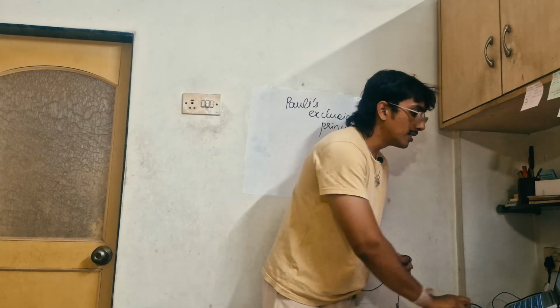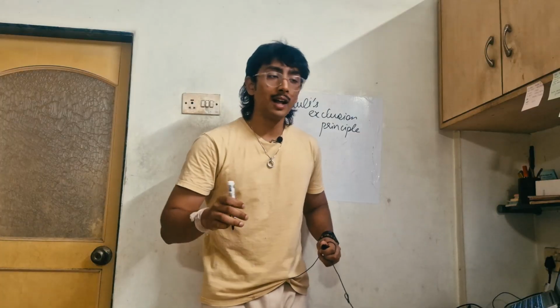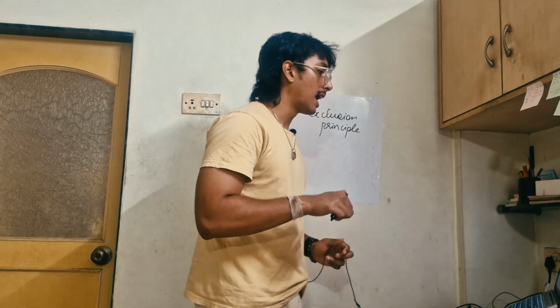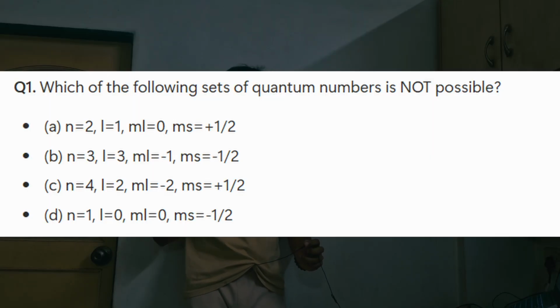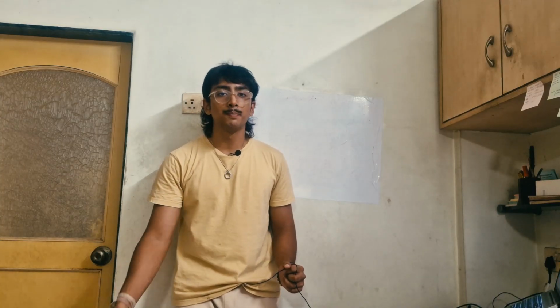So let's take a couple of questions. If you are able to access the quiz feature on YouTube, you may put in your answers then and there itself and you will get your correct answer. Which of the following set of quantum numbers is not possible? You can see your four options on the screen. Think about it, pause the video. If the quiz feature is available, answer there or else put it in the comments.